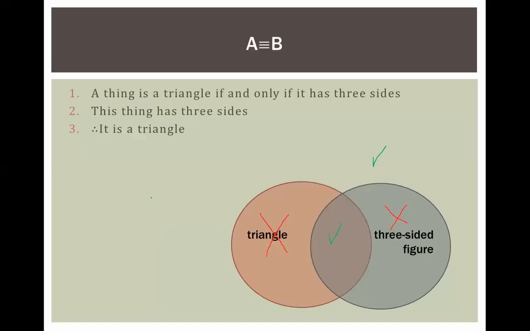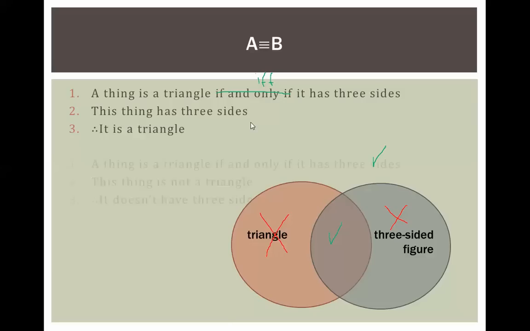So here's your first argument. A thing is a triangle if and only if it has three sides. This thing has three sides, therefore it is a triangle. By the way, most of the time I'm going to take this if and only if, and I'm just going to make it like this. If. You may have seen this in math.